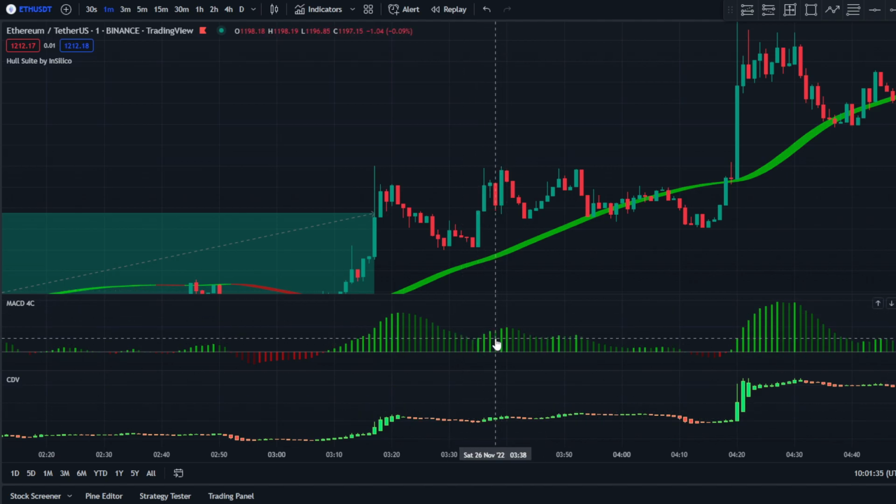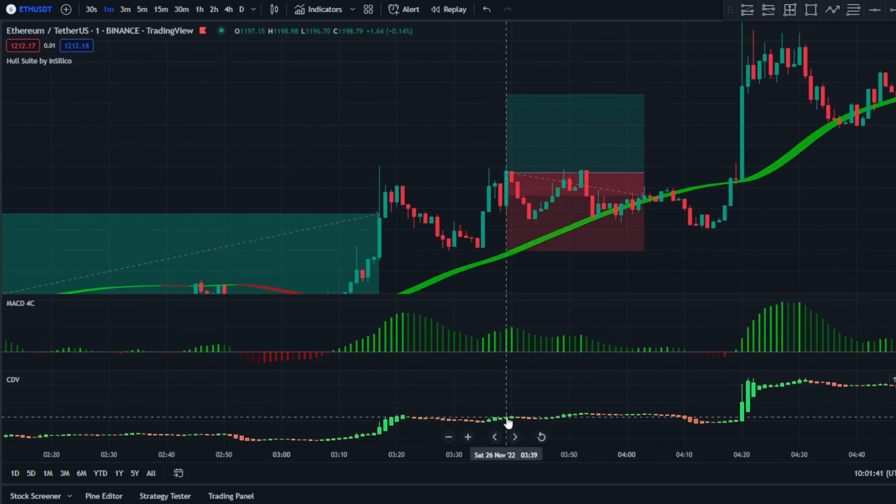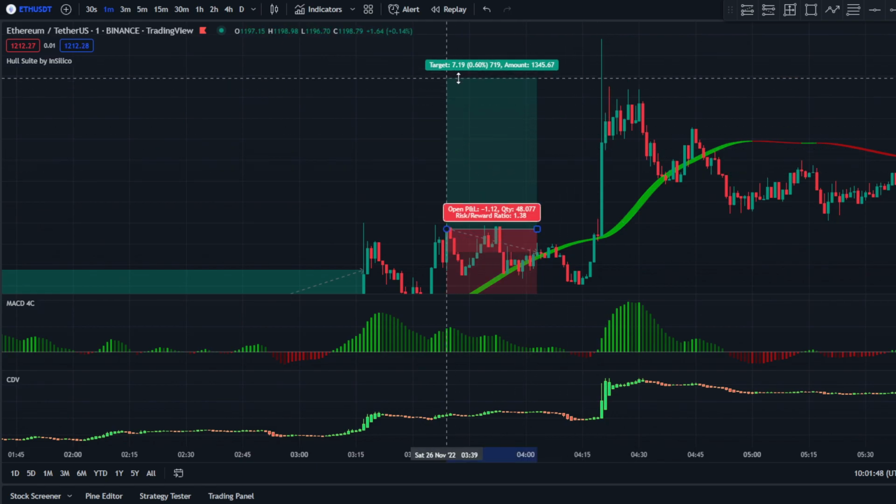So here we have again from the dark green returning to bright green, so that's a valid position because the CDV indicator is green in color. So stop loss right below the house sweep and 1.5:1.